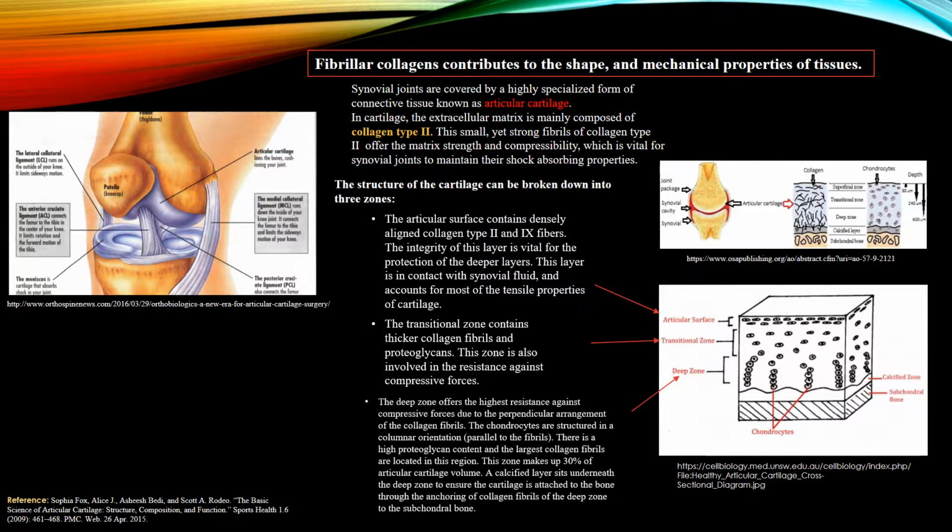And as you can see, a highly calcified zone. The calcified layer sits underneath the deep zone to ensure the cartilage is attached to the bone through the anchoring of collagen fibrils of the deep zone to the subchondral bone.